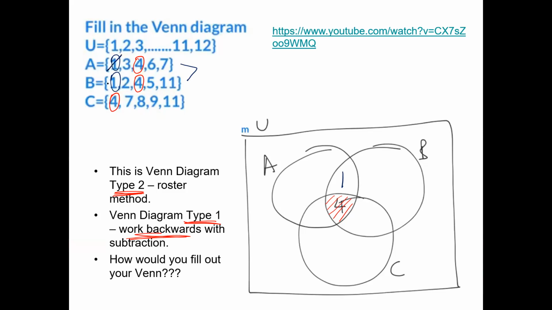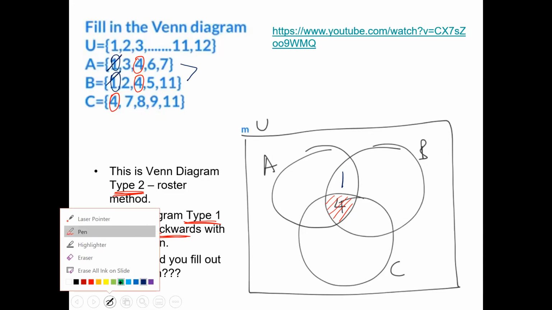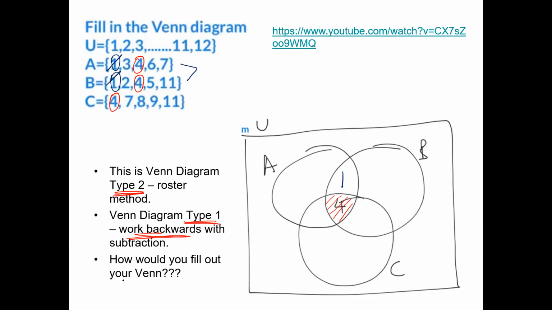Now let's go ahead and take a look at what is being shared, excuse me, between B and C, which is right here. In between them, let's see, what do they share? They share 4, obviously, but that's also being shared by A, and they share the number 11. So I'm going to put 11 right there.